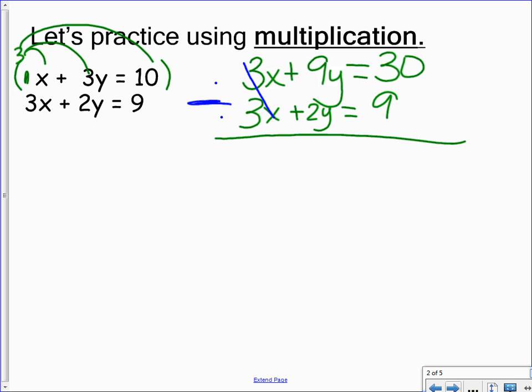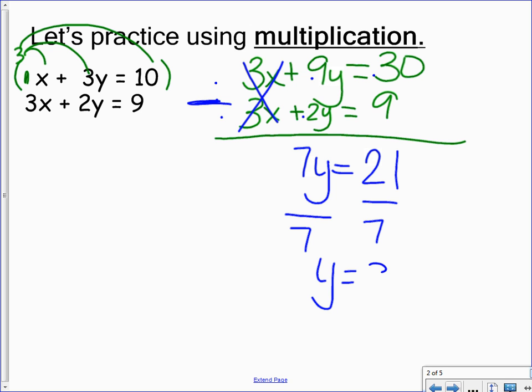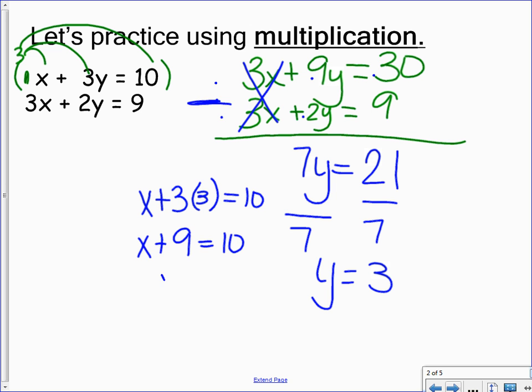3 minus 3 is 0. Those are going to cancel. 9 minus 2 is 7y equals 30 minus 9 is 21. Divide by 7, y equals 3. So if y equals 3, let's go back to our original equation. X plus 3 times 3 equals 10. X plus 9 equals 10. X equals 1. So my ordered pair is 1, 3. Okay?